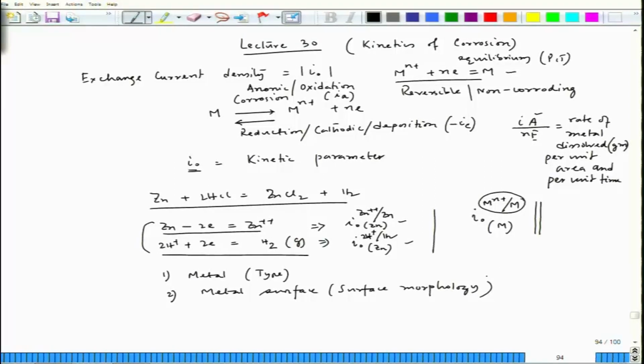One case is metal surface, depending on the type of metal. Let us say we consider this reaction, this hydrogen evolution reaction, let us say we call it HER, hydrogen evolution reaction. Now, depending on this reaction, we can constitute a cell which is called the standard hydrogen electrode, which in short we call SHE.